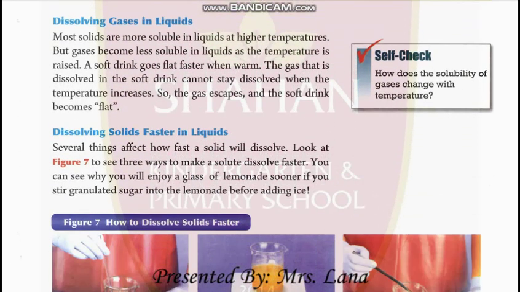And we have dissolving gas in liquids. Most solids are more soluble in liquids at higher temperature, but gases become less soluble in liquids as the temperature is raised. This is the answer to the question: how does the solubility of gases change with the temperature? Gases become less soluble in the liquid as the temperature is raised. A soft drink goes flat faster when it is warm. The gas dissolved in the soft drink cannot stay dissolved when the temperature increases, so the gas escapes and the soft drink becomes flat.